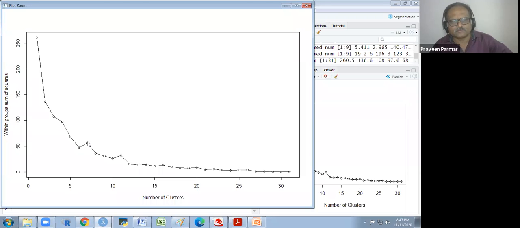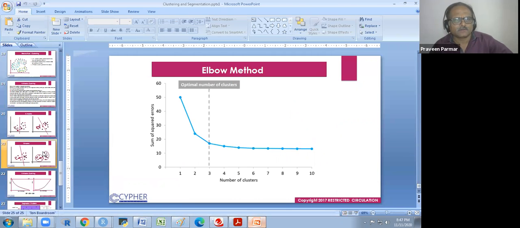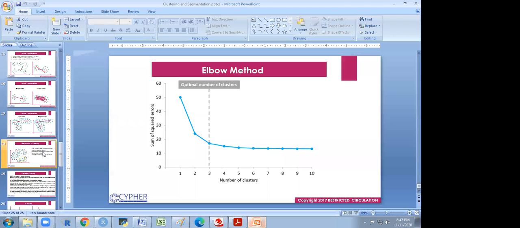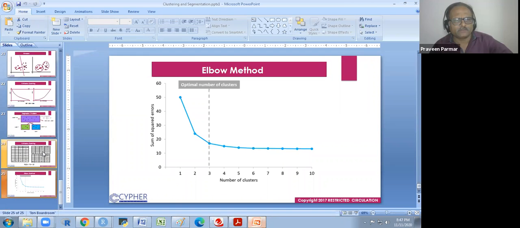But this is wrong. It should not increase anywhere. It will always be downward. I explained that in the PPT. It is always less than the previous one. Got it? Yes, I explained that. So there is some error in the calculation. Yes, I will find it out.